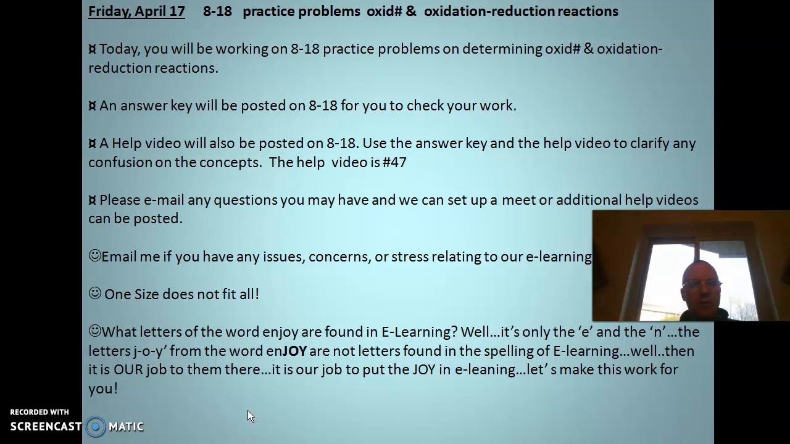Today's assignment, we will be working on 8-18 practice problems using what we've learned this week on oxidation numbers and oxidation reduction reactions.